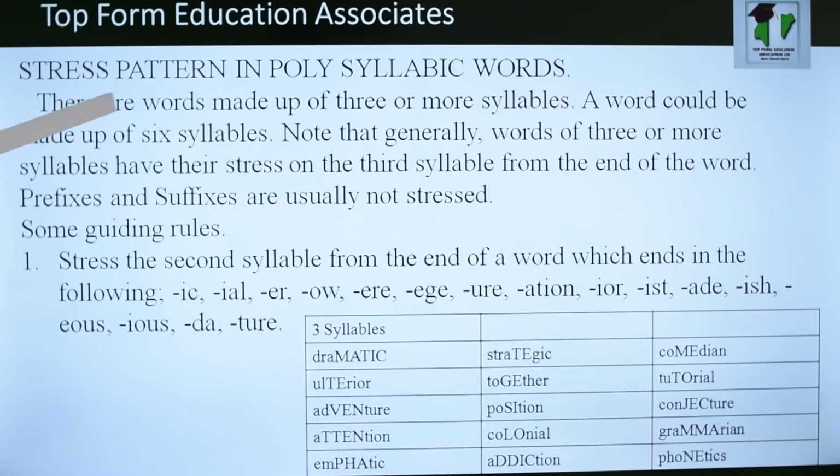There are words made up of 3 or more syllables. A word could be made up of 6 syllables. Note generally that words of 3 or more syllables have their stress on the 3rd syllable from the end of the word. Prefixes and suffixes are usually not stressed. You see, there's something beautiful about English.